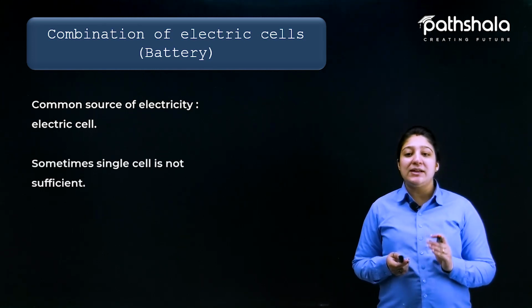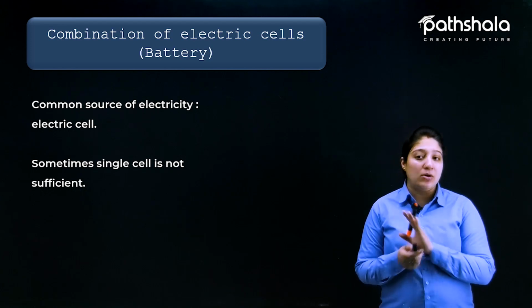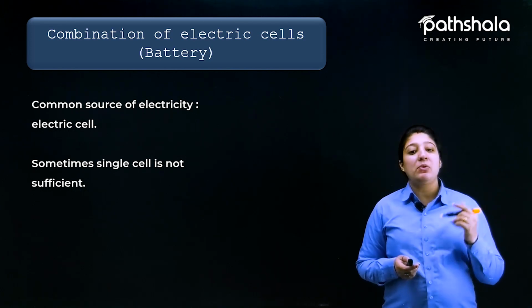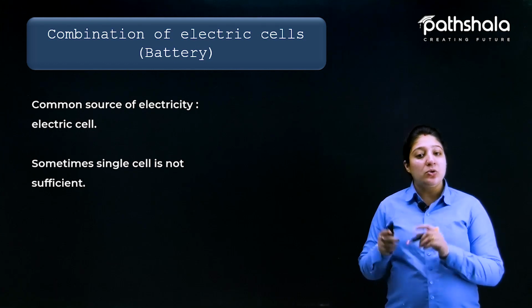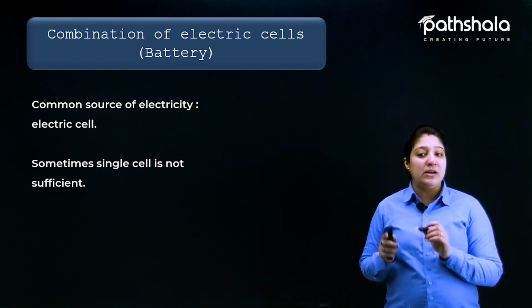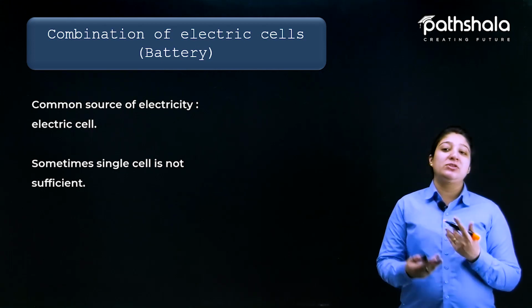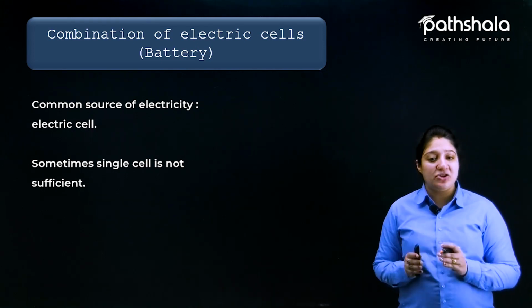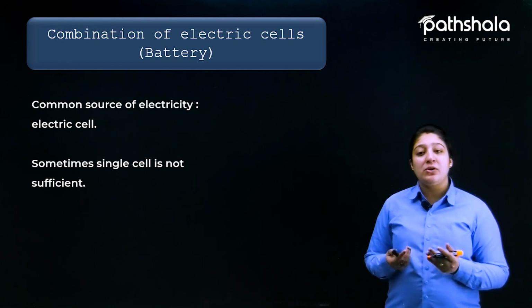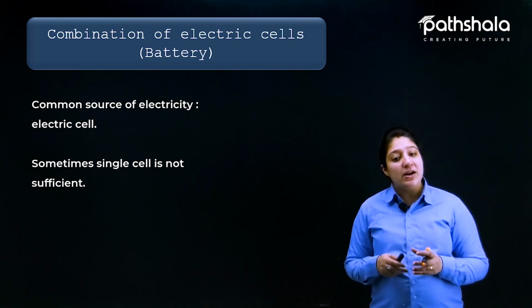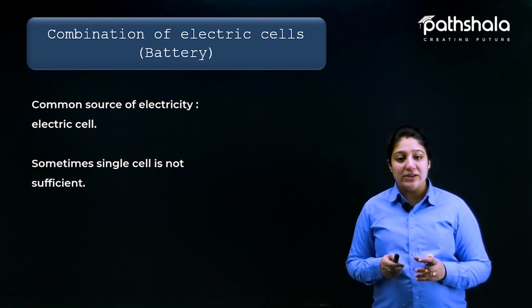But what happens sometimes is that a single cell is not at all sufficient. The energy provided by the single cell to work for that device is not sufficient, right? The energy that the cell is providing is not sufficient. So in that case, what we do is we combine a different number of cells in the electric circuits.